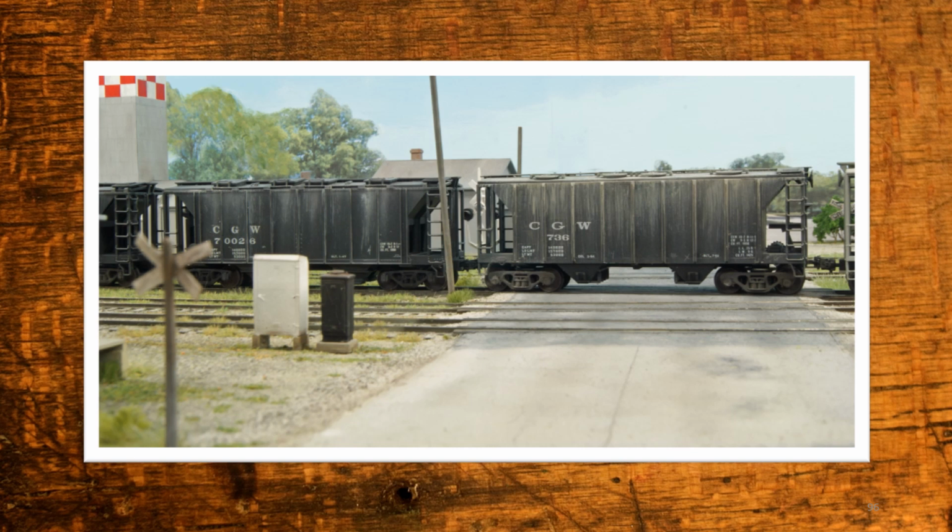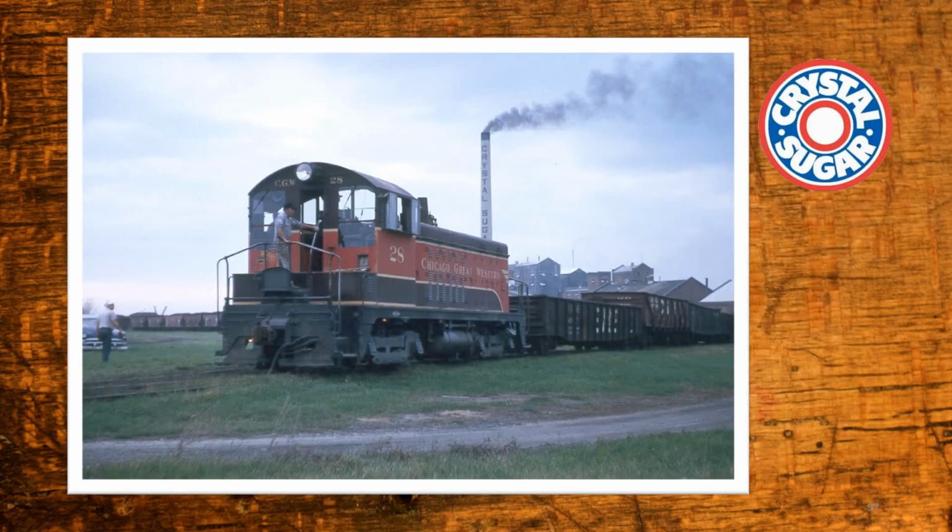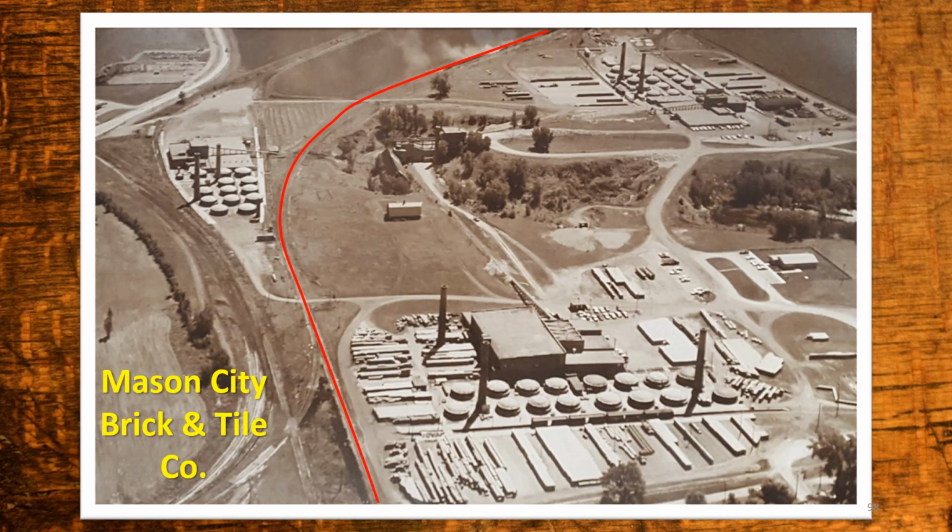This is a shot on the layout. This is the American Crystal Sugar Plant, a Great Western switcher switching there, a prototype shot. Also at Mason City was the large American Tile industry, and that was also served by the Great Western. It's highlighted, their tracks are highlighted in red there. So there was also brick coming out, besides brick and tile and the cement from the cement plants, the sugar from the sugar beets.